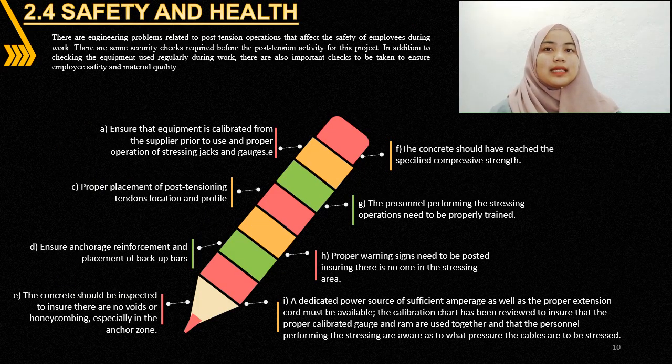Safety and health. There are engineering problems related to post-tension operation that affect the safety of employees during work. There are some security checks required before the post-tension activity for this project. In addition to checking the equipment used regularly during work, there are also important checks to be taken to ensure employee safety and material quality. There is a safety and health plan provided for this project.